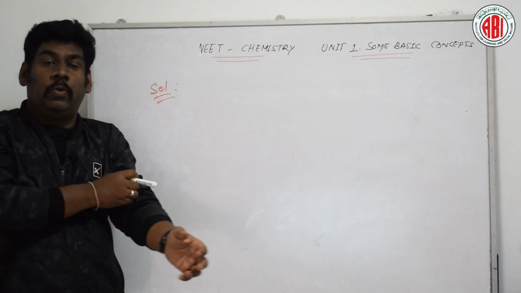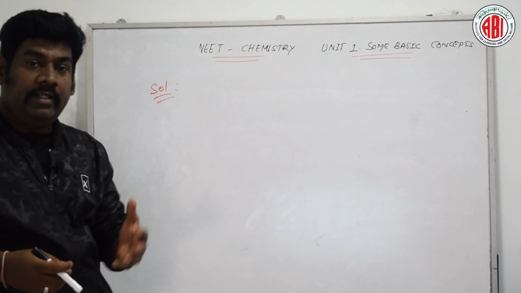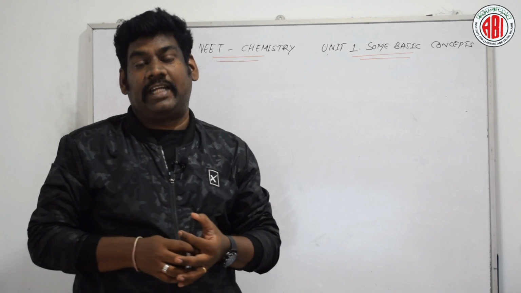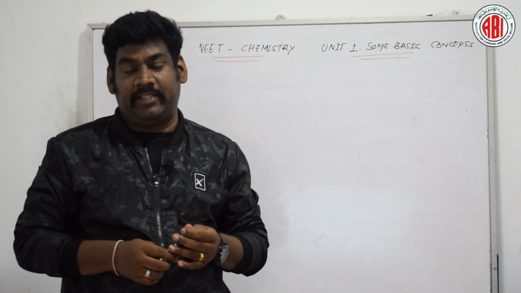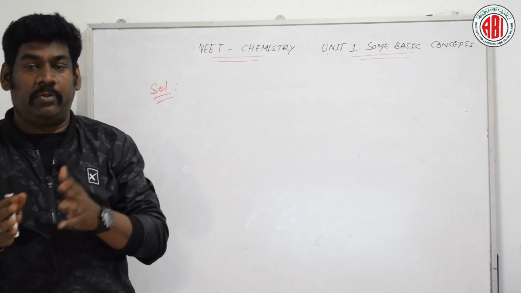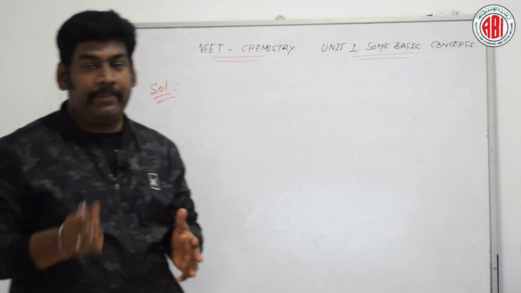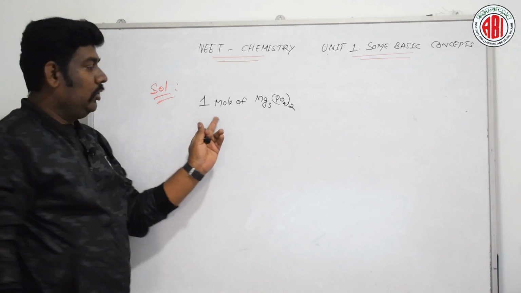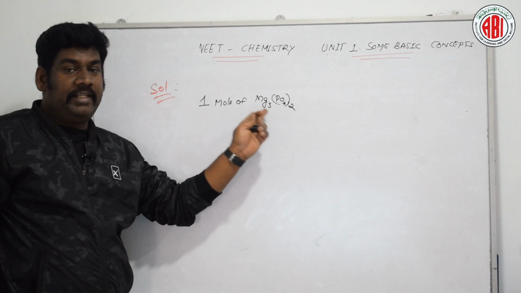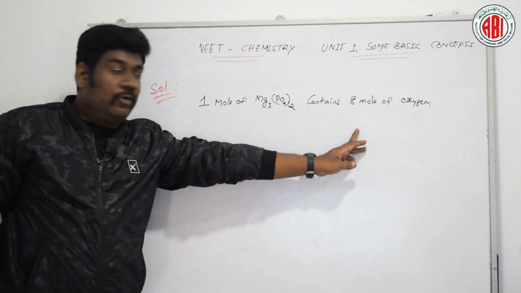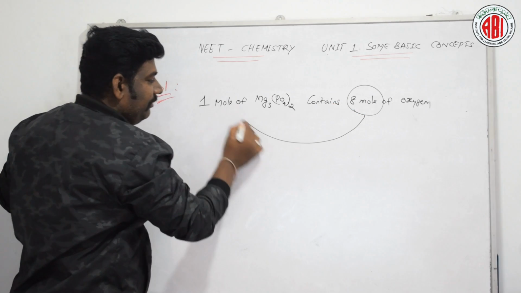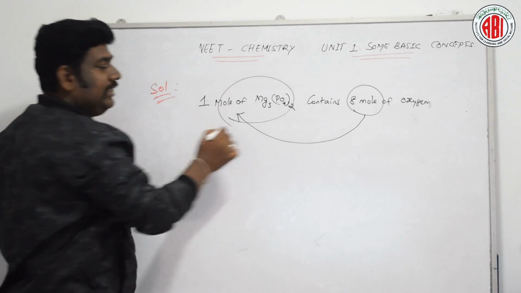Now 1 mole of Mg3(PO4)2, magnesium phosphate, contains 8 moles of oxygen atoms. That means 8 moles of oxygen atoms is equal to 1 mole of magnesium phosphate. So let us write that. 1 mole of Mg3(PO4)2, magnesium phosphate, contains 8 moles of oxygen atoms. That means 8 moles of oxygen atoms are contained in 1 mole of magnesium phosphate.